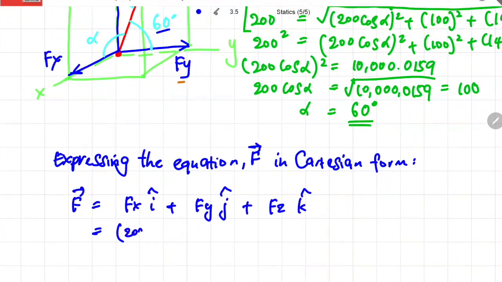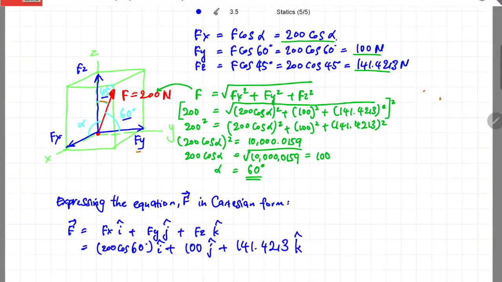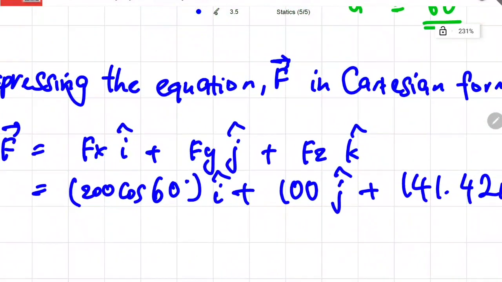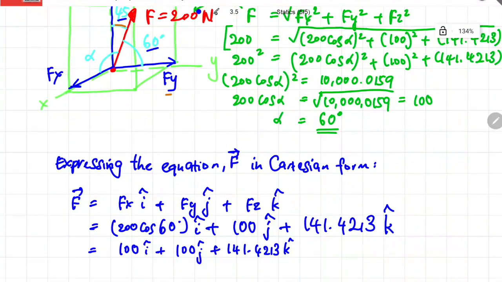So, fx is 200 cos alpha. Alpha tadi dah kira, which is 60 degrees. And then plus fy, which is 100j. Plus fz is 141.423. Okay. So, you complete the equation. And this is your final Cartesian form. Dah siap.